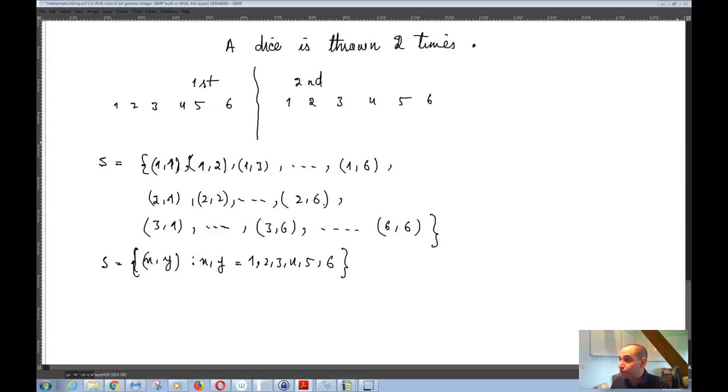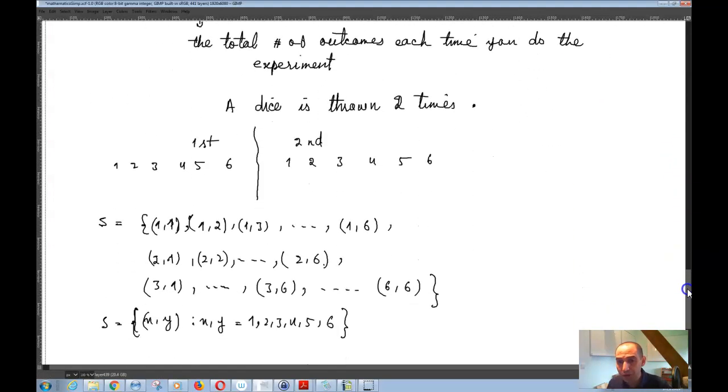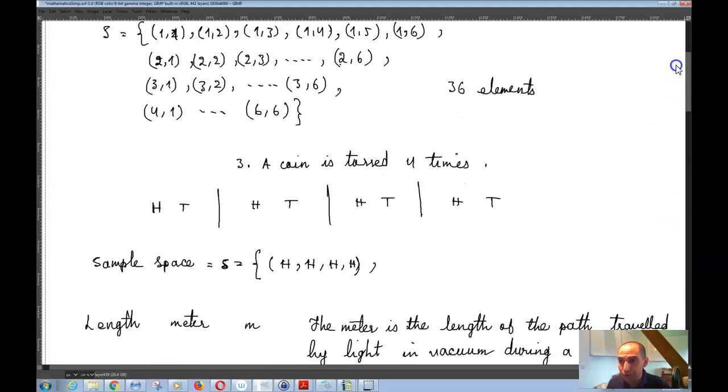So now, question number 3 is a coin is tossed 4 times. Number 2 was the dice is thrown 2 times, and a coin is tossed 3 times. So we already solved the problem of the coin having been tossed 3 times. Now the coin is tossed 4 times. Now this gets a little bit more complicated. So let's see how we can solve this one.